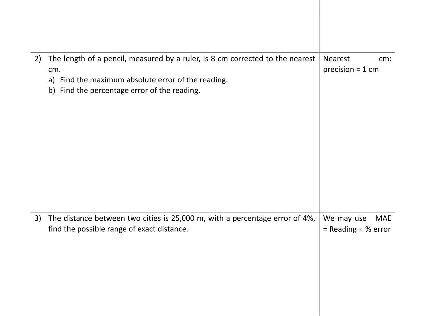The length of a pencil measured by a ruler is 8 cm, correct to the nearest cm. So this one is the measured value measured by a ruler. Okay, and correct to the nearest cm. So this one means nearest 1 cm, which means that the maximum absolute error will be 0.5. So part A, the maximum absolute error is 0.5 cm. Okay, use this number divided by 2.